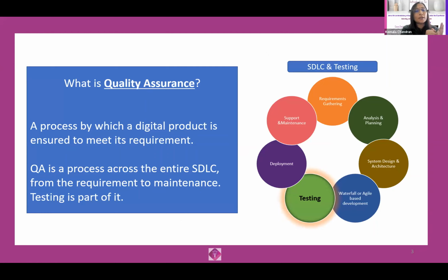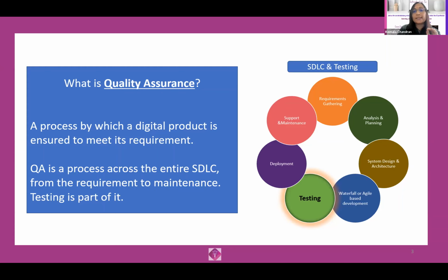And what exactly is quality assurance? It is a process by which a system or a product is ensured to meet its requirements. It is like making sure that what has been conveyed by the customer, what has been agreed with the customer, is transferred to every single SDLC phase and delivered to the customer. So a QA's role is across the SDLC process, from requirements gathering to analysis, development, deployment, support, and maintenance. QA plays an active role in all of these phases. So testing is part of QA. Testing, though it is a primary role, we do have a part in each of the SDLC phases.